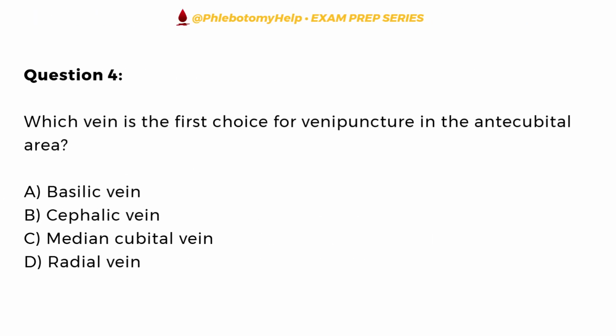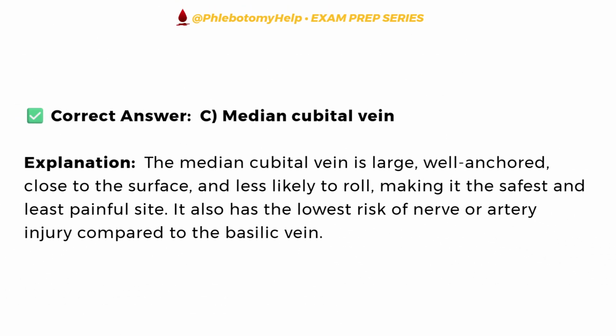Question 4. Which vein is the first choice for venipuncture in the antecubital area? Is the correct answer A, B, C, or D? The correct answer is C, median cubital vein.